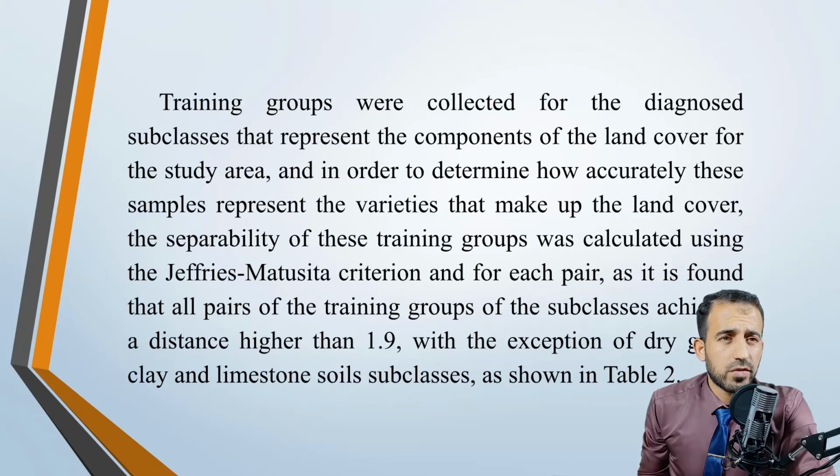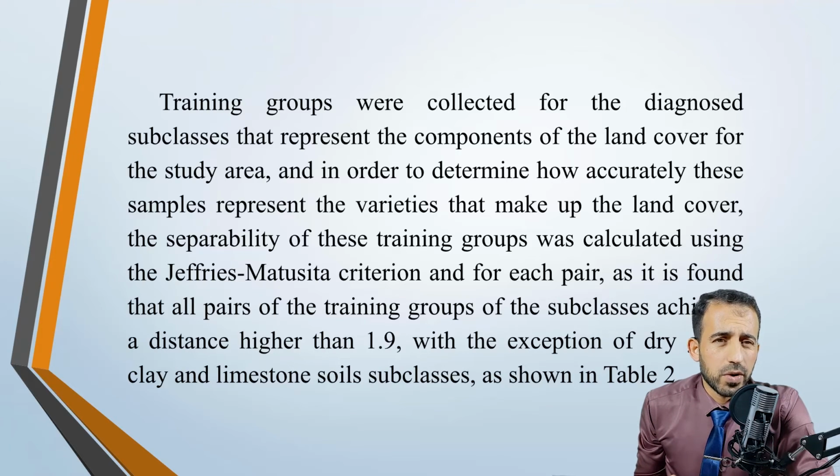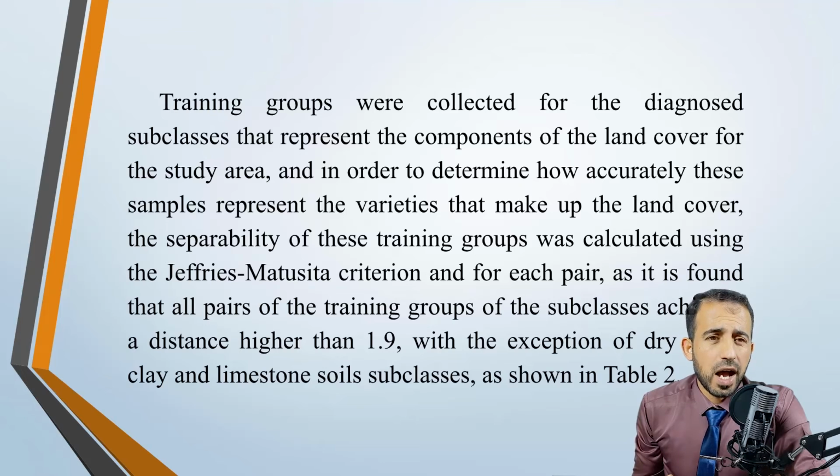Training groups were collected for the diagnosed subclasses that represent the components of the land cover for the study area, and in order to determine how accurately these samples represent the varieties that make up the land cover, the separability of this training group was calculated using the Jeffries-Matusita criterion for each pair. It's found that all pairs for the training group of the subclasses achieved a distance higher than 1.9, with the exception of dry grass, clay, and limestone soil subclasses, as shown in Table 2.